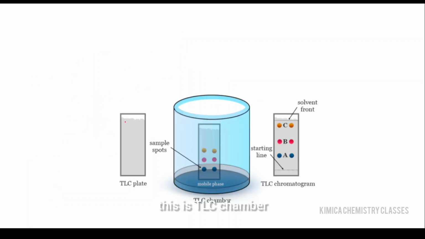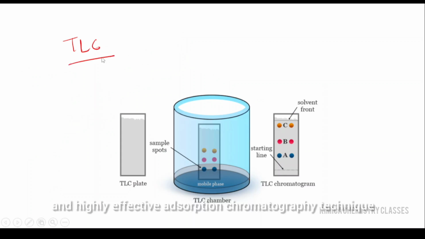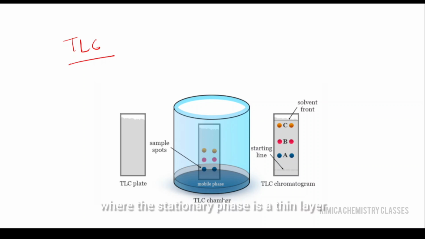This is a TLC chamber. TLC is a rapid and highly effective adsorption chromatography technique where the stationary phase is a thin layer, typically about 0.2 mm thick, of the adsorbent such as silica gel or alumina coated on a glass plate or plastic or aluminum foil. A small spot of the mixture to be separated is applied near one end of the TLC plate. As you can see, this is a TLC plate and these are the spots, right?